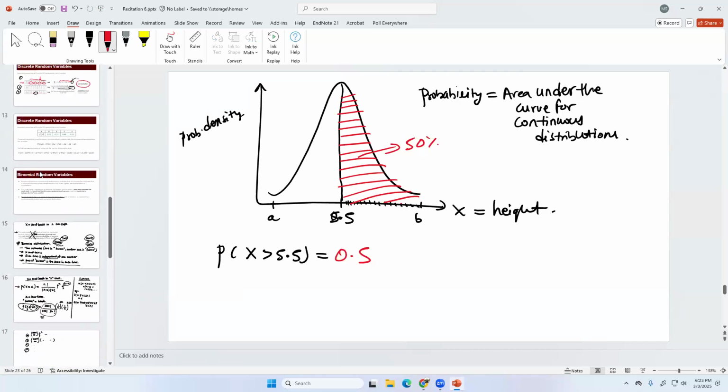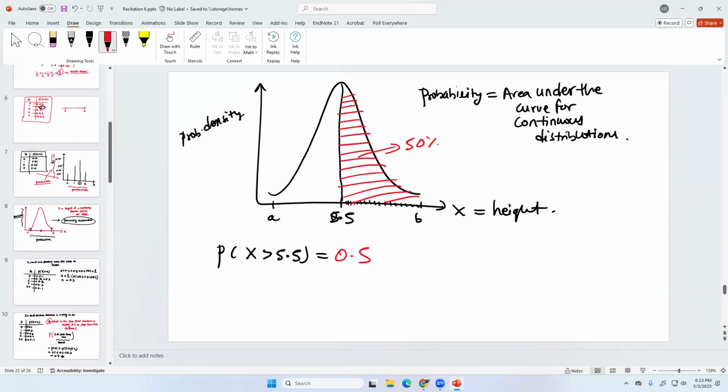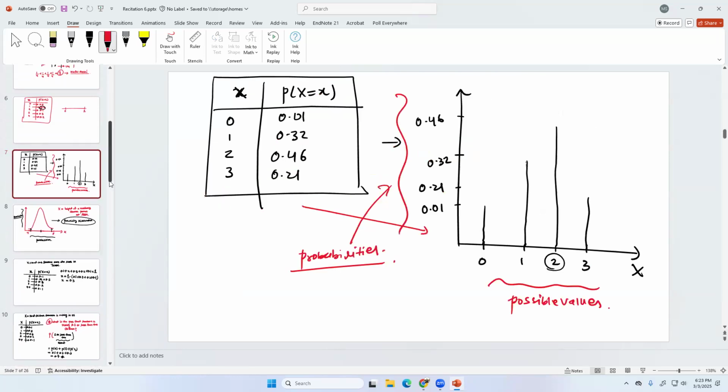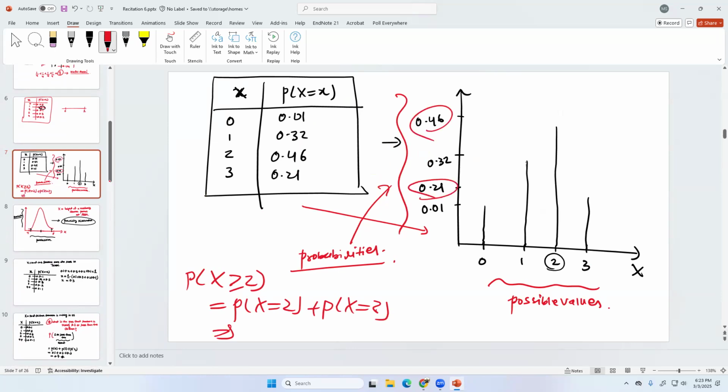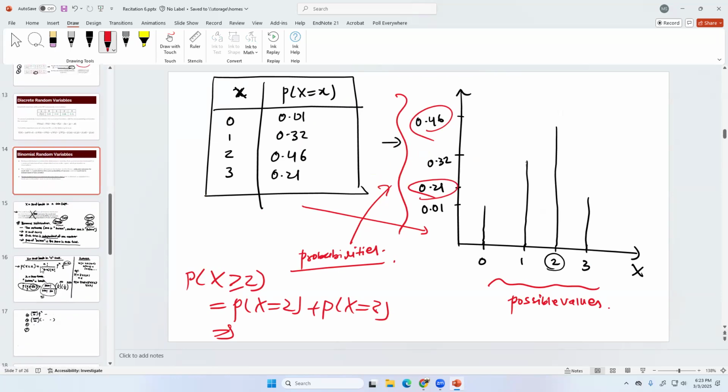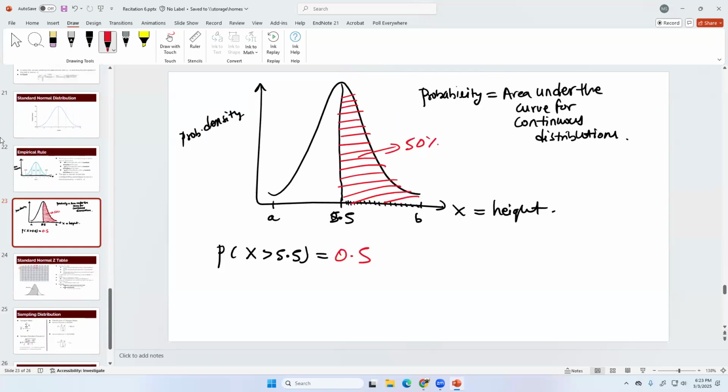For discrete distributions, you don't have to do this, right? For discrete distributions, if I ask you what is the probability of x greater than or equal to 2, then you just do probability of x equals 2 plus probability of x equals 3. So you just add these individual probabilities. Um, what about this? What is this?